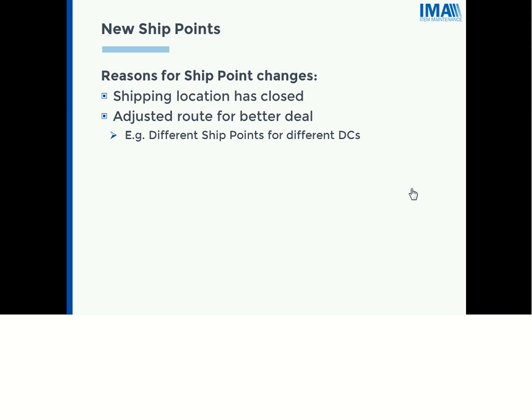So there's a couple of reasons why you might need to change your ship points. Could be that your shipping location has closed. That would be really important to change your ship point, because if you don't change it, we could show up to your previous warehouse in Ohio expecting to pick up product, but your product is actually waiting for us in Pennsylvania or New York. So neither party is going to be very happy when that happens. So be sure that if you have any shipping locations that have closed down, you update that information in IMA.